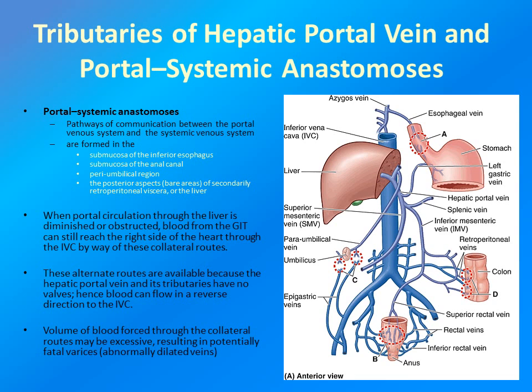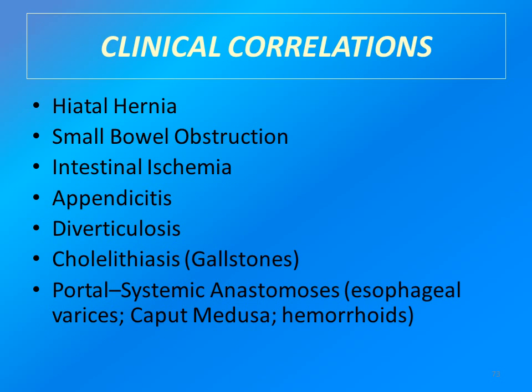different signs and symptoms. The clinical correlations required by the university for discussion include hiatal hernia, small bowel obstruction, intestinal ischemia, appendicitis, and diverticulosis. Here I've added for completeness cholelithiasis or gallstones and the signs that you would see regarding blockage of the portal system and secondary use of the portal systemic anastomoses. These include esophageal varices, caput medusae, and hemorrhoids.